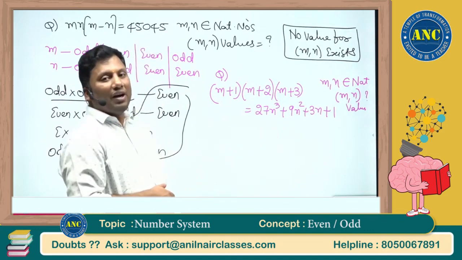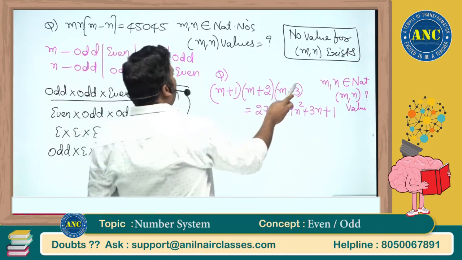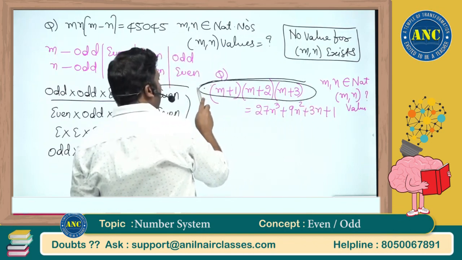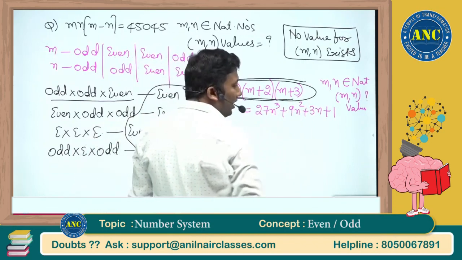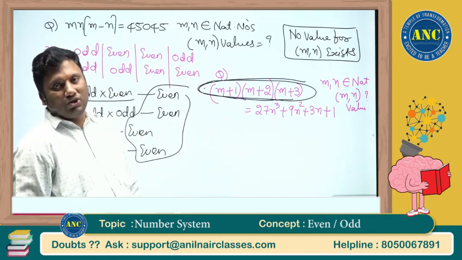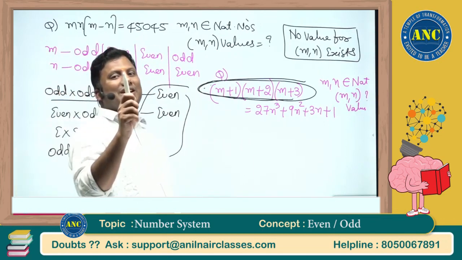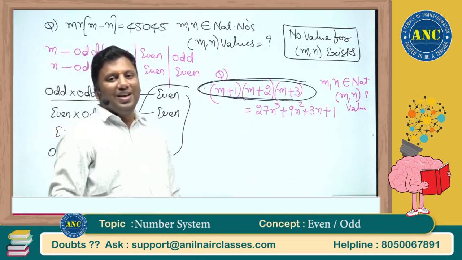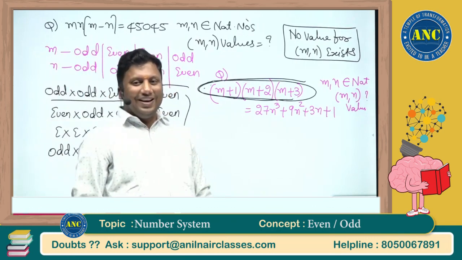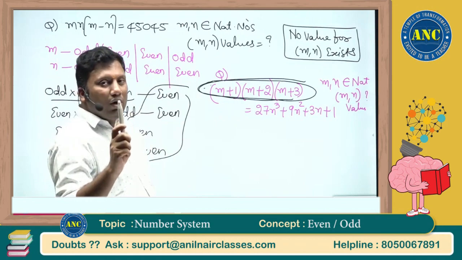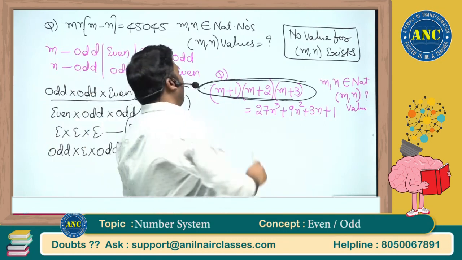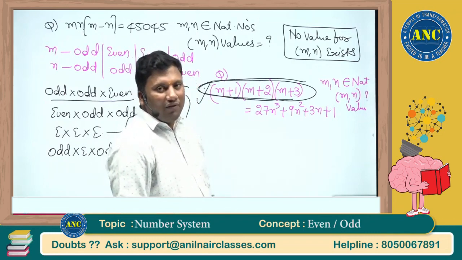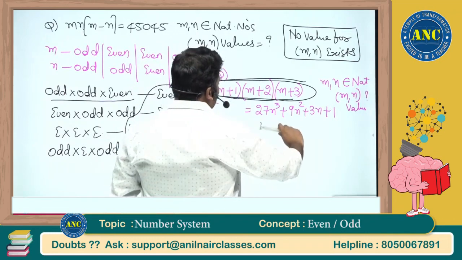M plus 1, M plus 2, M plus 3. These are three consecutive natural numbers. Am I right? It is always divisible by 3. 1 into 2 into 3, divisible by 3. 8 into 9 into 10, divisible by 3. 10 into 11 into 12, divisible by 3. Product of 3 consecutive numbers is always divisible by 3.